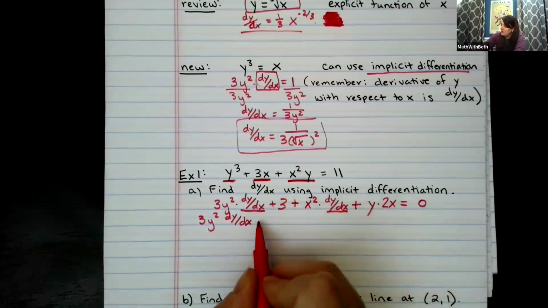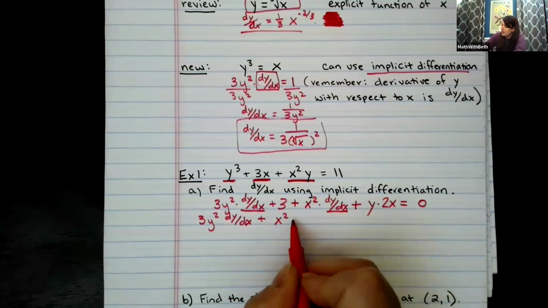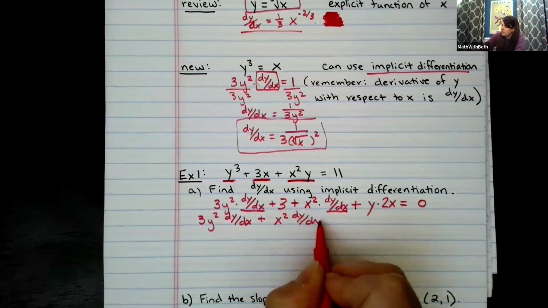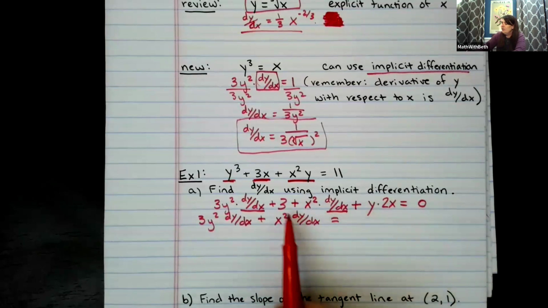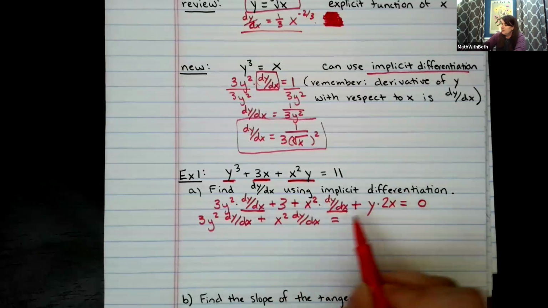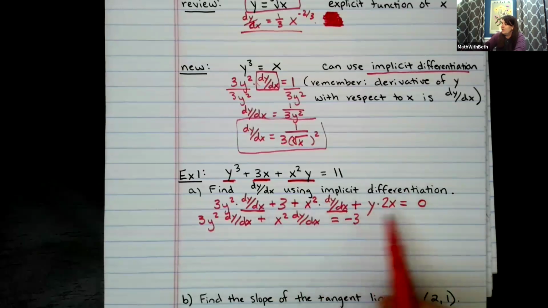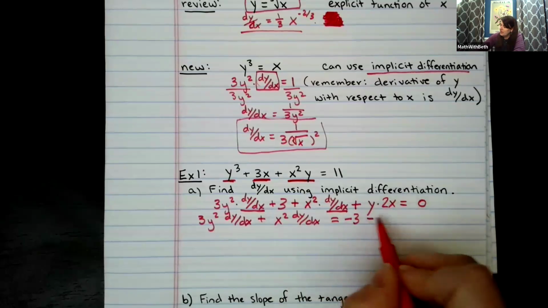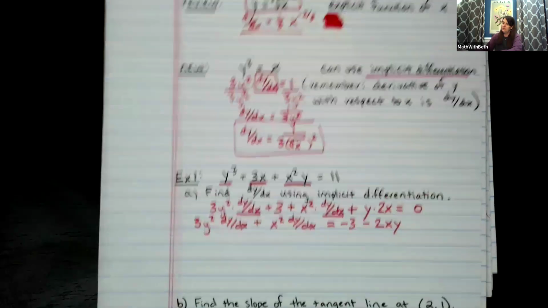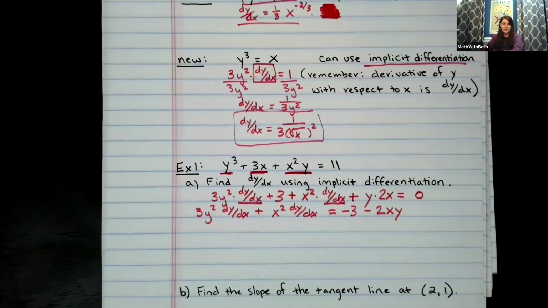I'm also going to leave the x squared dy dx where it was, but I'm going to move the 3 to the other side, which means subtract 3. And I'm going to move this, which is really 2xy, to the other side by subtracting it also. So all I'm doing is basic algebra now, keeping the two things that have what I want alone on one side, moving anything else to the other side.